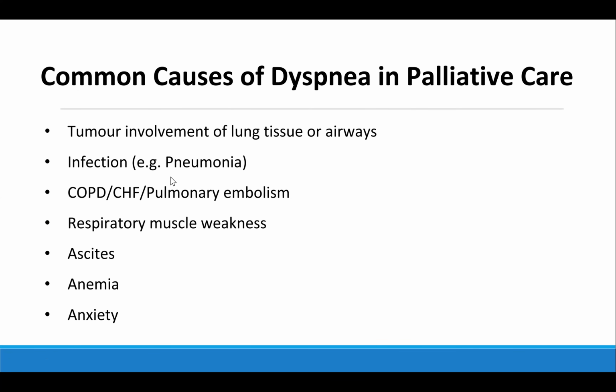Okay, we'll move to the most common causes of dyspnea in palliative care: tumors involving lung tissue or airways, infection like pneumonia, COPD, congestive heart failure, and pulmonary embolism, respiratory muscle weakness, ascites, anemia, and anxiety.